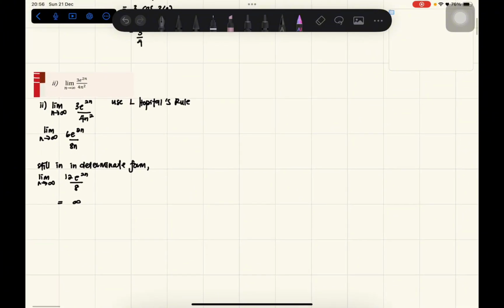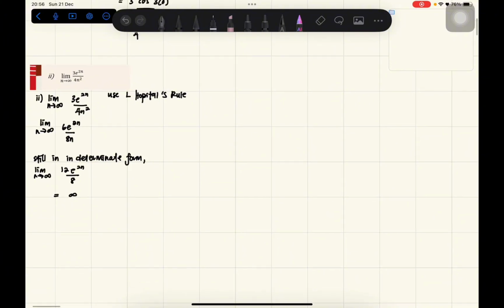So the next question is the limit as n approaches infinity of 3 e to the power of 2n over 4n squared. So this is also an indeterminate form, which will give you infinity over infinity. So we can apply L'Hopital's rule.